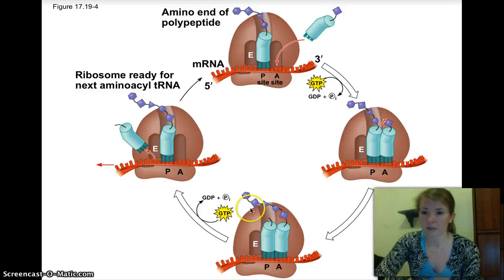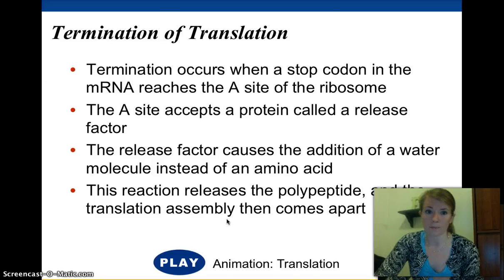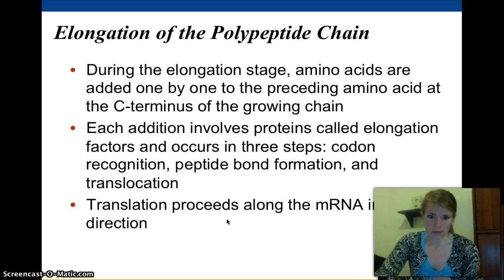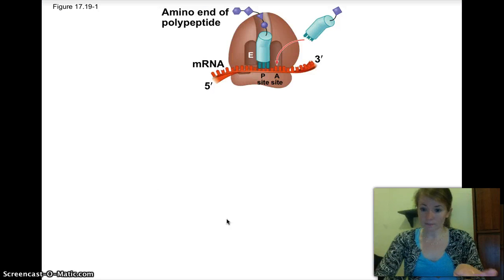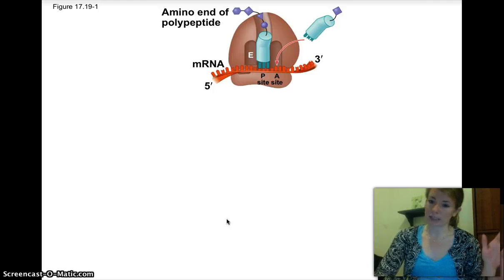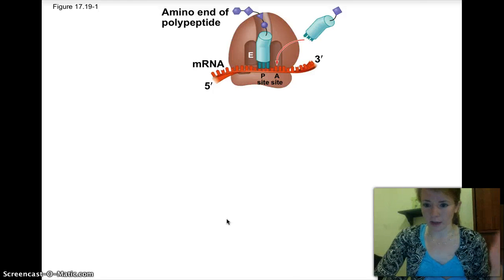And you can see here that there's also some energy required in these steps, again using GTP instead of ATP. Did I miss anything else? And translation proceeds along the 5' end to the 3' end. So basically the 5' end goes into the ribosome and moves along. So it's just like how we read left to right. It reads 5' to 3'.